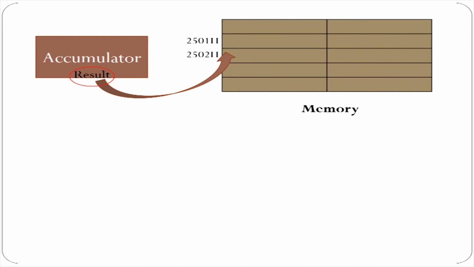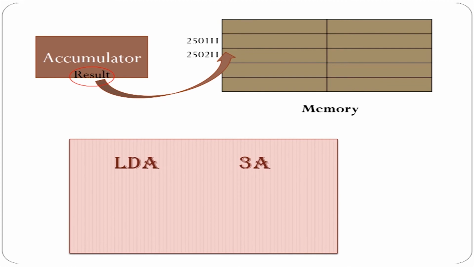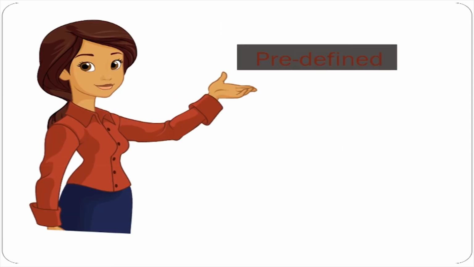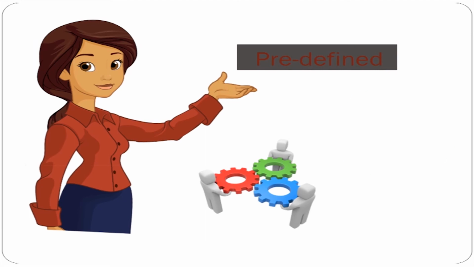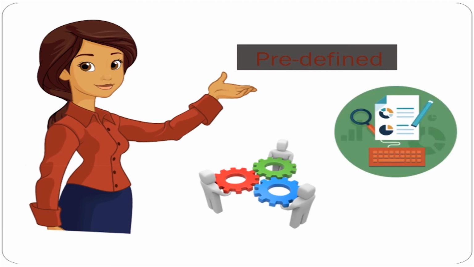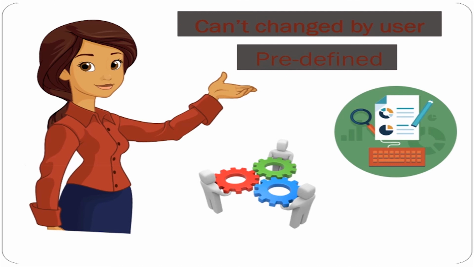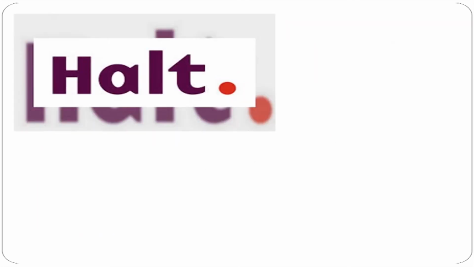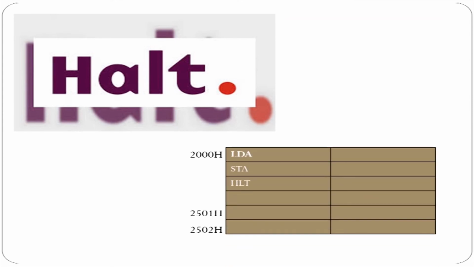Here, in this program, 3A is the opcode for the LDA instruction, 32 is for the STA instruction, and 76 is for halt. These opcodes are predefined according to the architecture and manufacturer of the processor. They cannot be changed by the user. At last, the program is ended by using the HLT instruction. Here, the program starts at the address 2000.